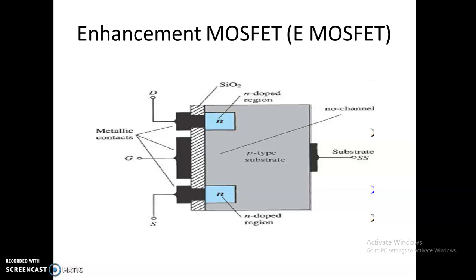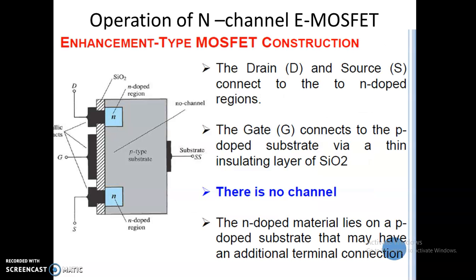The insulating SiO2 layer is present to isolate the gate terminal from the substrate. This construction is very similar to depletion, but the channel is absent. So the next topic is the operation of N-channel enhancement MOSFET. This is the most important question.